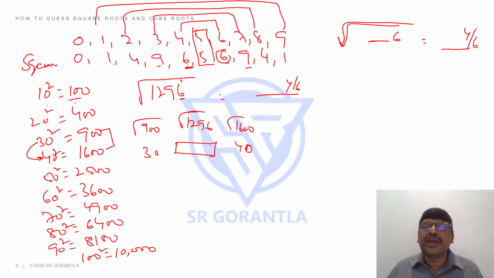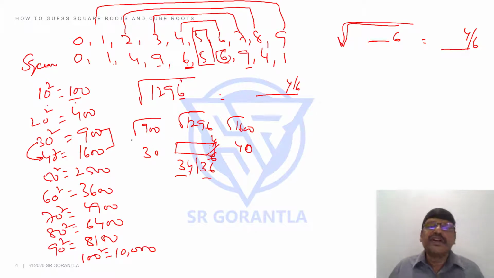Between 30 and 40, the unit place should be 4 or 6, which means my answer is either 34 or 36. First step you have done. Next step is, how do I eliminate one of them? There are two ways you can eliminate one of them.